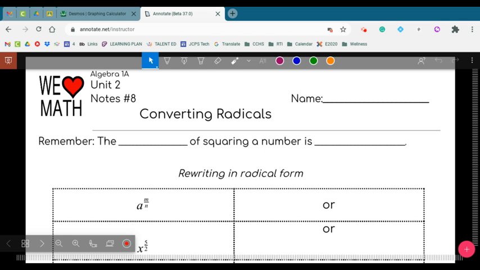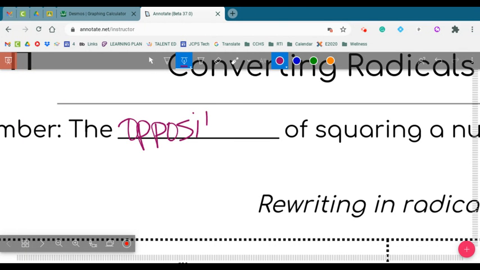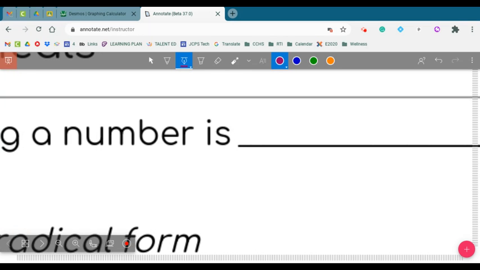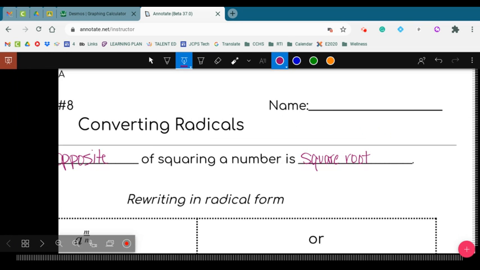Okay, today we're going to do our Unit 2, notes number 8, which is converting radicals. This is going to be our last set of notes before we take our Unit 2 Part 1 test. A couple things we want to remember first: the opposite of squaring a number is taking the square root. Yesterday we learned how to simplify square roots and how that's the opposite of squaring, so we're going to take that into account today.